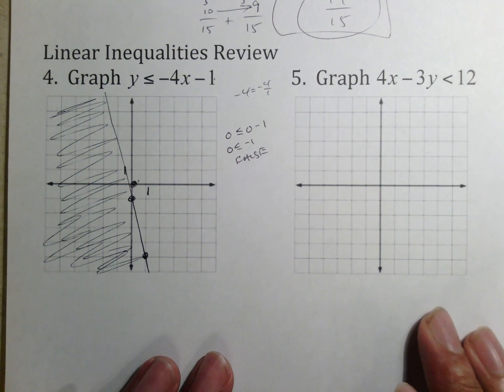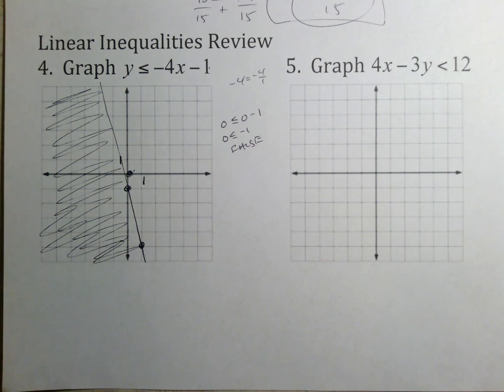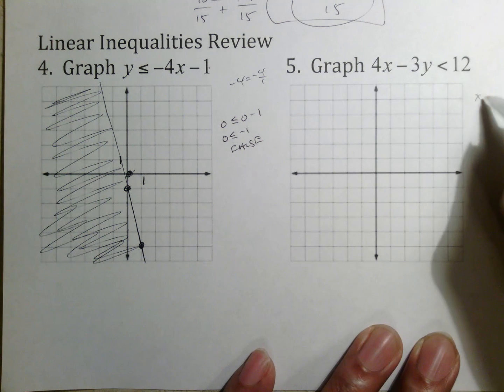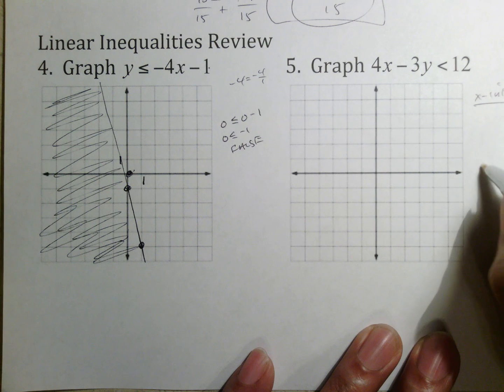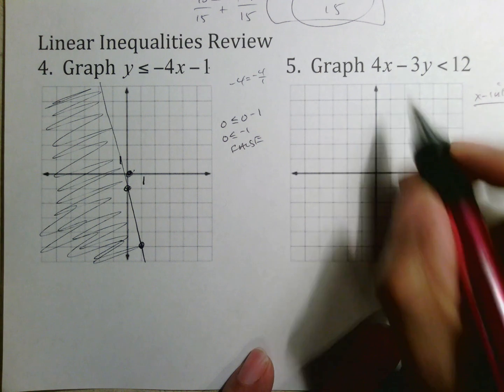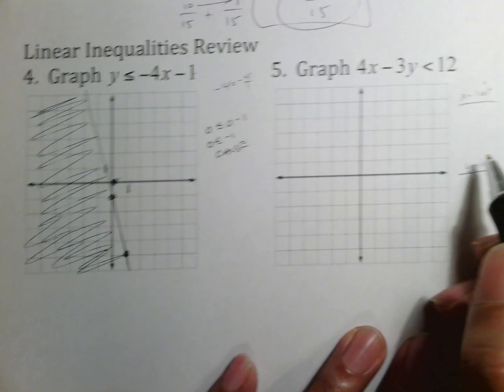Again, I hope you're taking notes on this stuff, trying to get ready for it, but it's just something you have to practice. Looking at graph number 5, this is not slope-intercept form, which means that I need an x-intercept and I also need a y-intercept. Whenever y is not by itself, I need both of those.